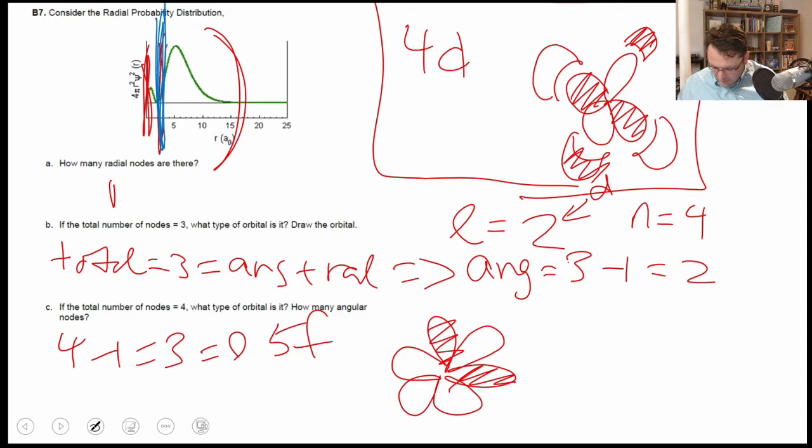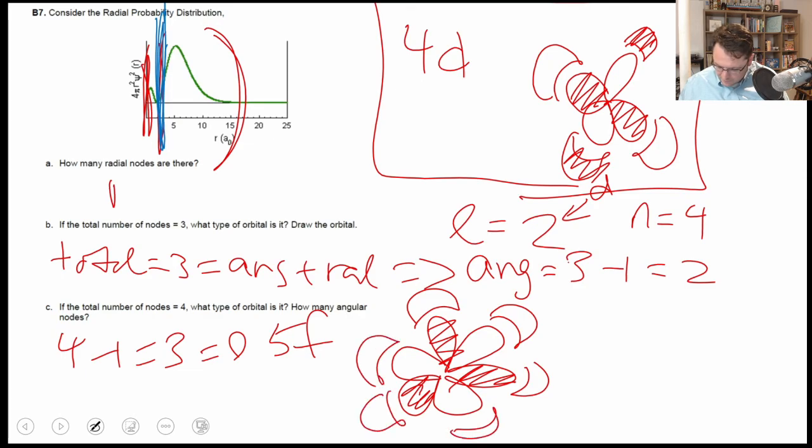You can just draw your own, and then you simply put the little hats on them. Just make sure that the shading matches what it should be. Those are two different possibilities that you could have just by looking at the radial probability distribution in those cases. So that's how you do B7.